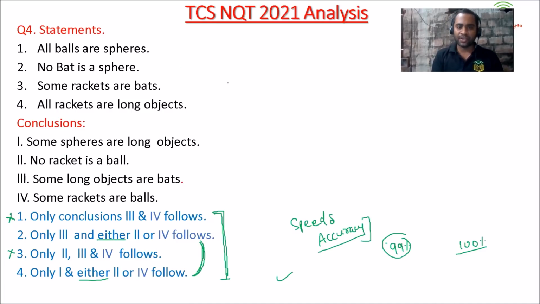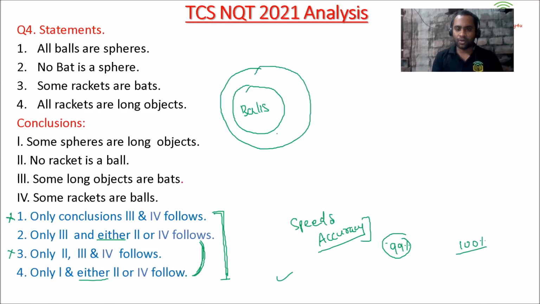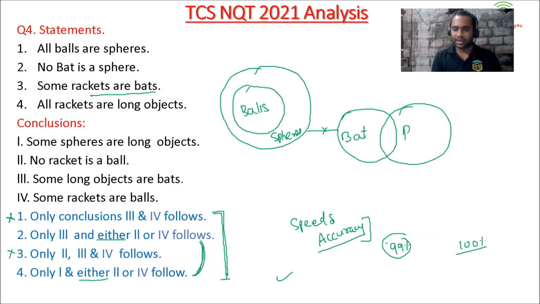All balls are spheres. Okay, in the exam you can only write B and S. No bat is a sphere. So between bat and sphere, there is no relation. Then some rackets are bat. So some rackets are bat. And then all rackets are long objects.